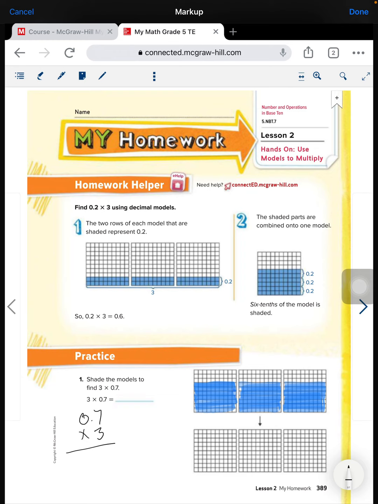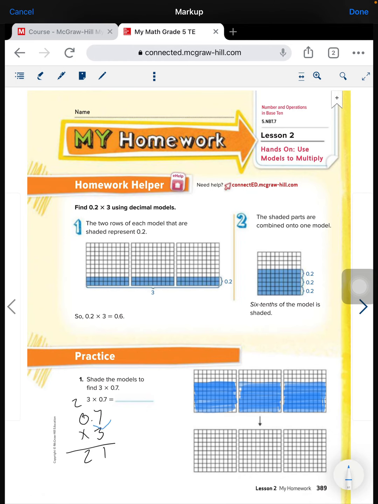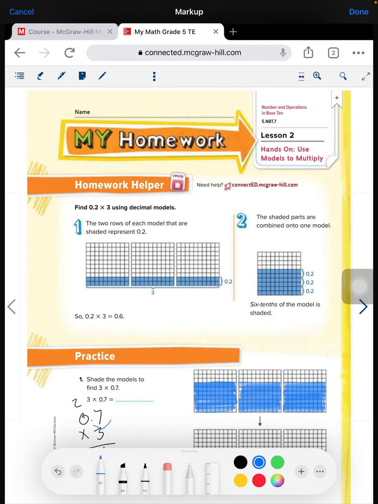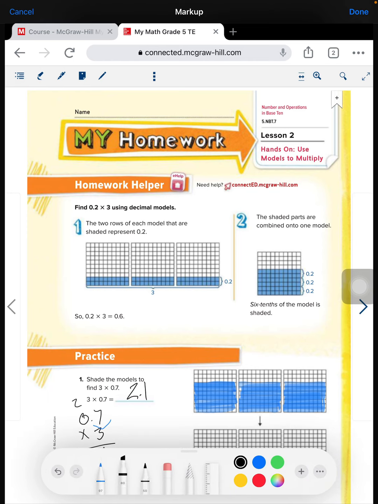0.7 times 3. And when you're multiplying with decimals, you don't worry about the decimal point just yet. So 3 times 7 is 21. Drop the 1, raise the 2. 3 times 0 is 0. Bring the 2 down. We have 21. But we also have 1 upside down rainbow, so we need to move the decimal over 1 spot. So our number is going to be 2.1, which means we're going to fill in 2 of the squares and 1/10 of the other one.